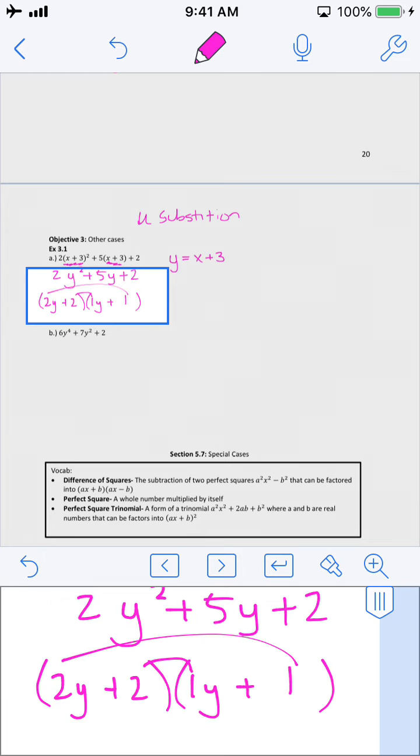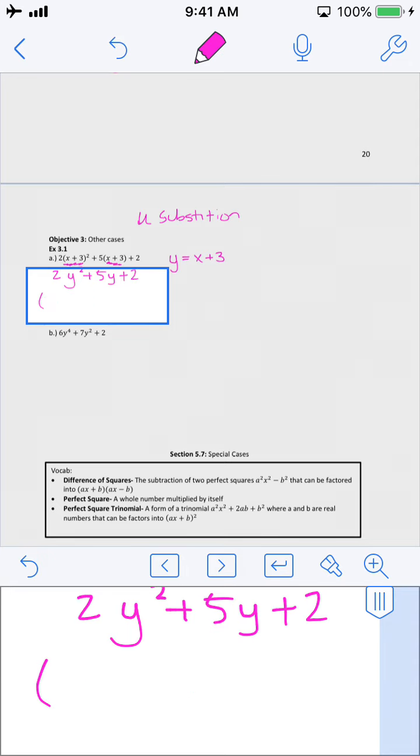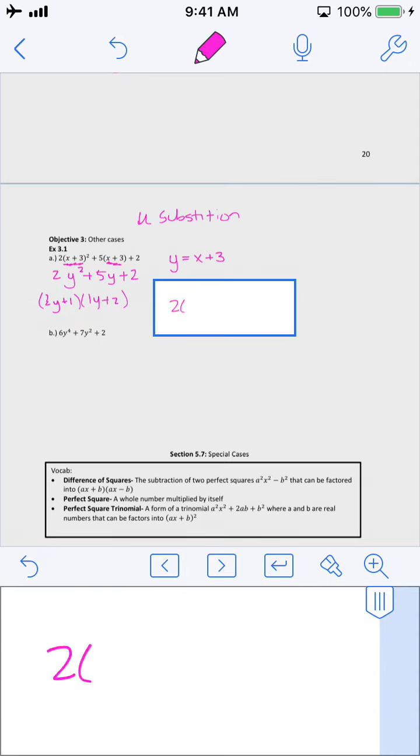I get 2 plus 2. Well, hold on. Yeah, that's not what I wanted. Just kidding. So 2y plus 1. Sorry, 1y plus 2. There we go. I get 4 and 1 is 5. So now I get my factored form. Now the only thing is I chose y, right? U substitution. So I have to take out that y thing I put in.